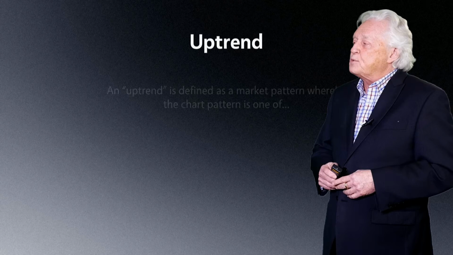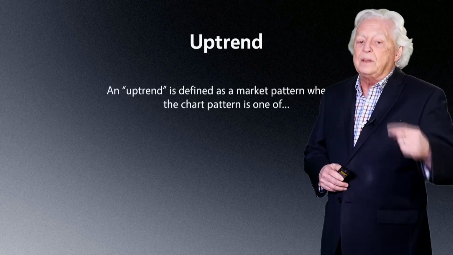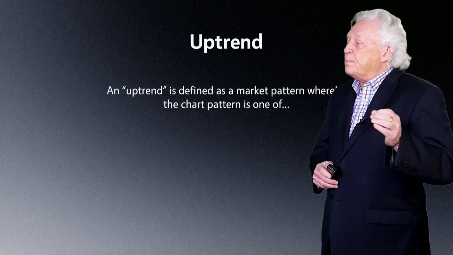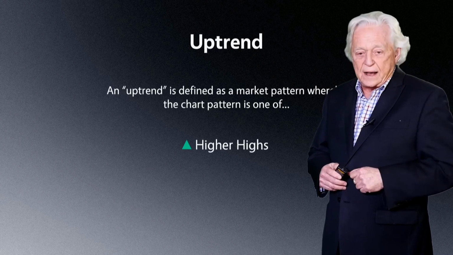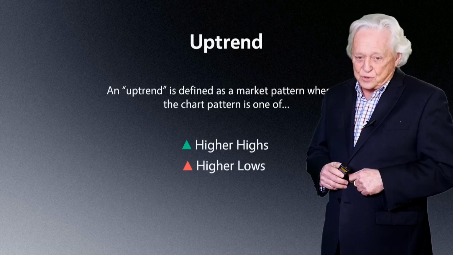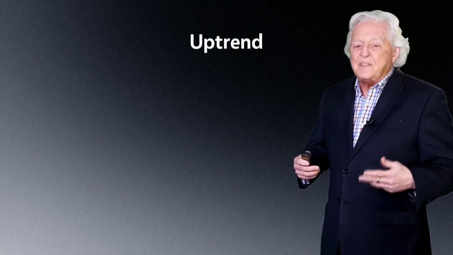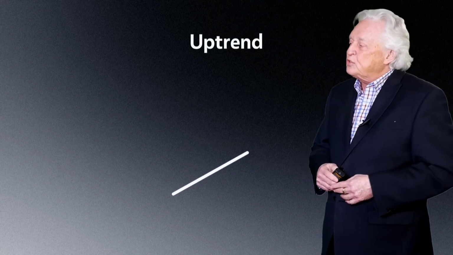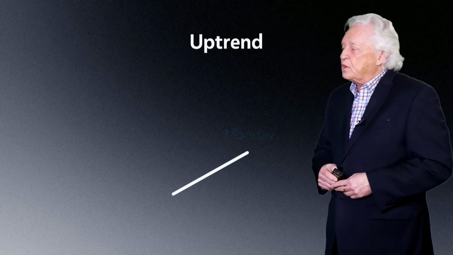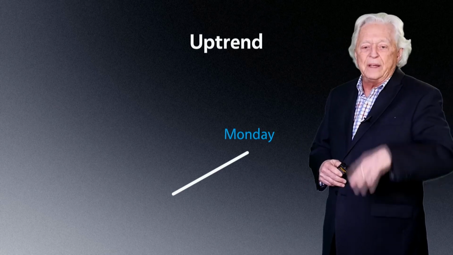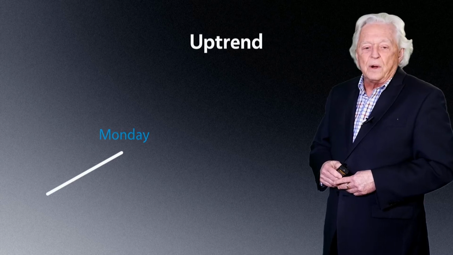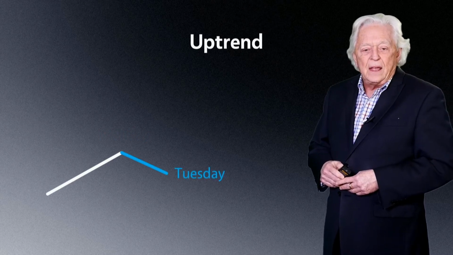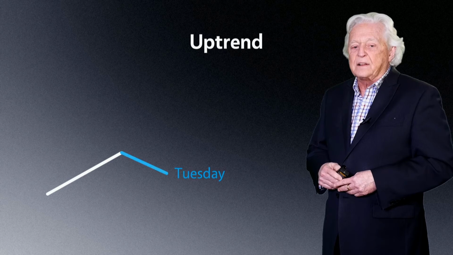Well, let's start with an uptrend first. An uptrend, as I define it, is a market pattern whereby the chart pattern is one of higher highs and higher lows. You see that? But how do you see that on a chart, right? So let's assume we get a line coming up just this way. We'll call that Monday. So we had an up day on a Monday. Then the market, I'll move that over for you, slips back. And on Tuesday, we get the market coming down.